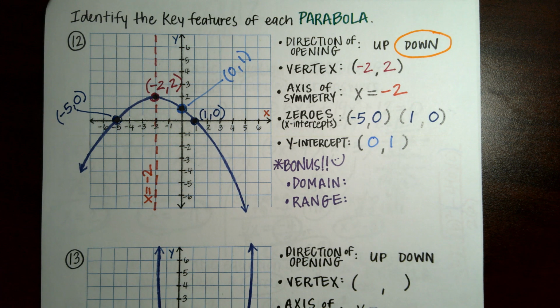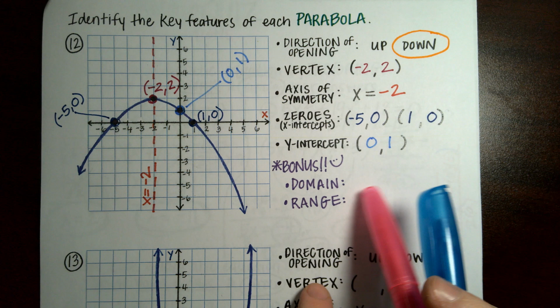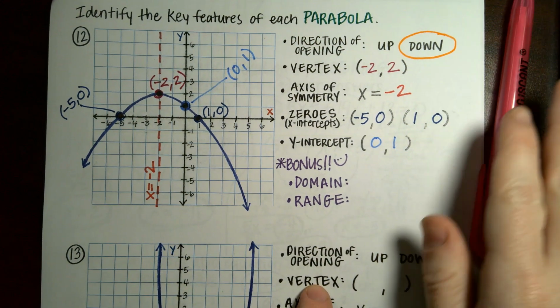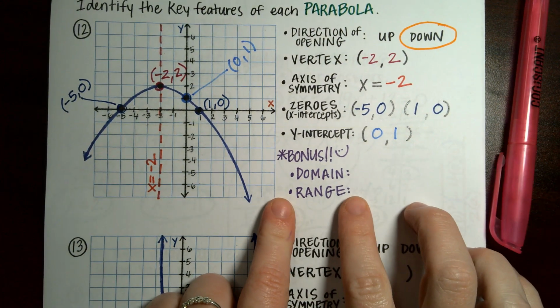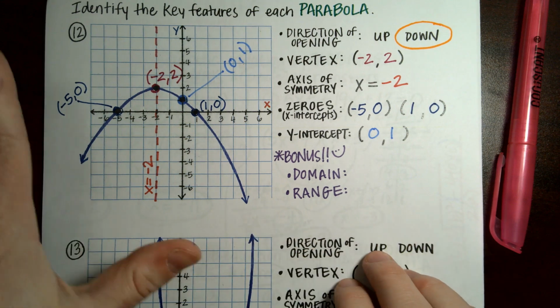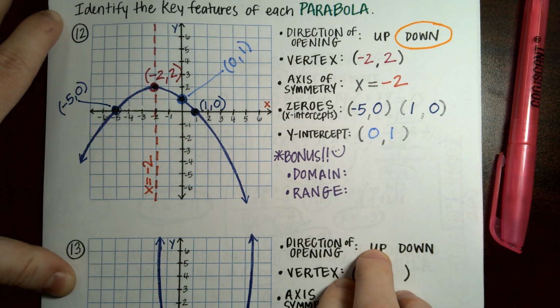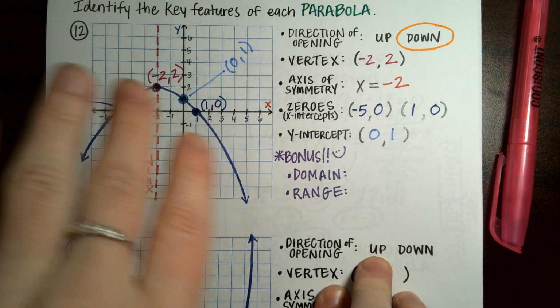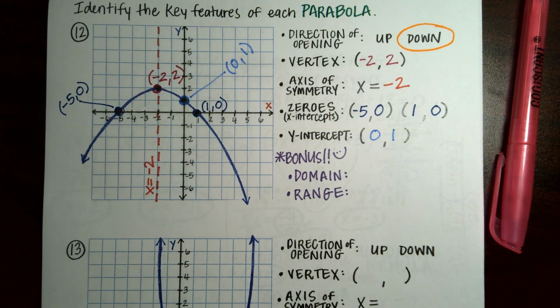So I am gonna get some highlighters out to help explain what domain and range are. But I'm gonna wait to get started on explaining this until everybody is done filling this part out. So does anyone need more time filling out the first part of number 12? You ready to talk about the bonus? Okay. So, domain. Does anybody know what domain is?